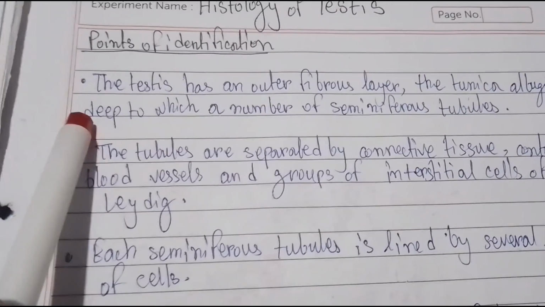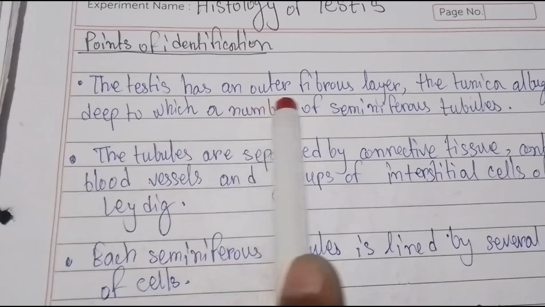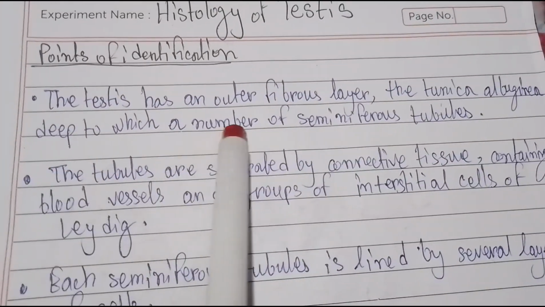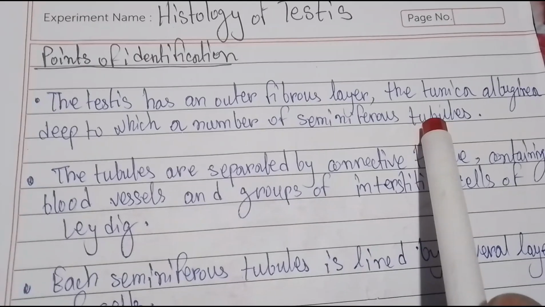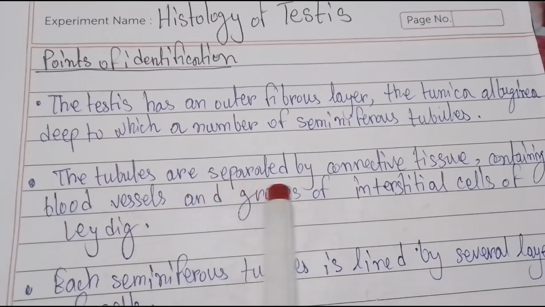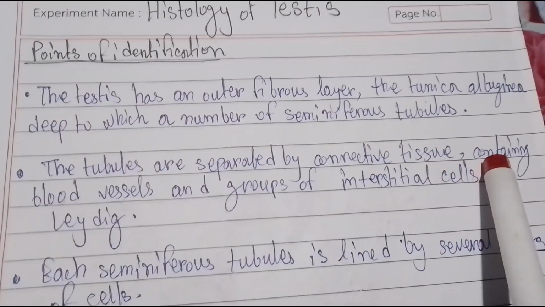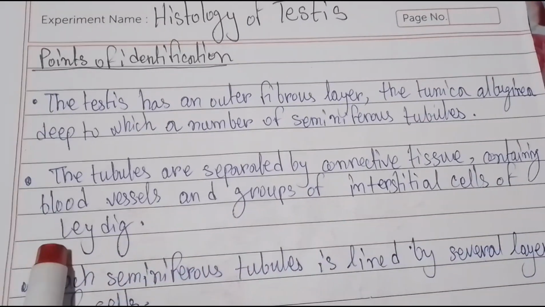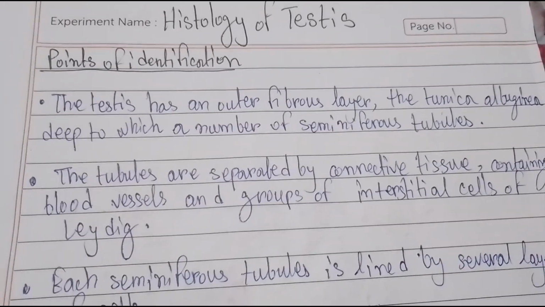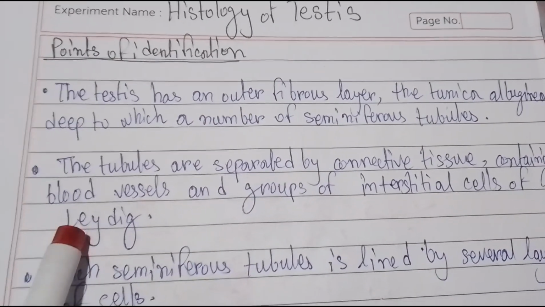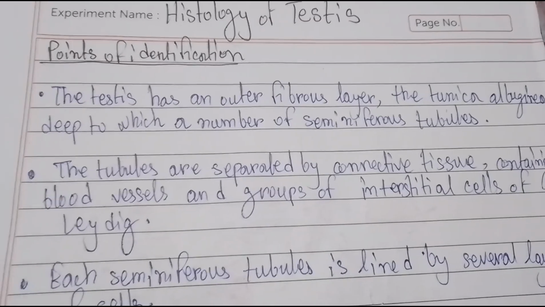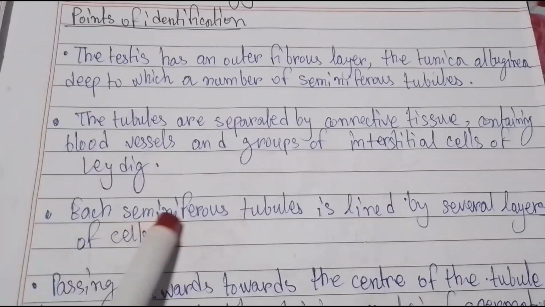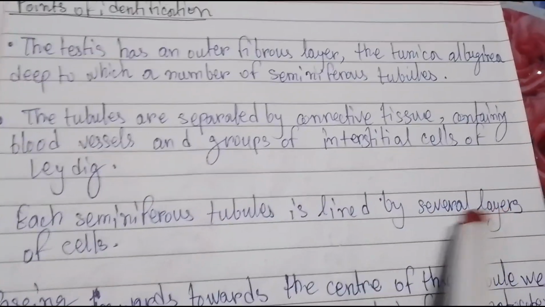So first identification point is testis has an outer fibrous layer, the tunica albuginea, deep to which numerous seminiferous tubules are present. The tubules are separated by connective tissue containing blood vessels and the group of the interstitial cells of Leydig. These cells are stimulated by the LH hormone and secrete the testosterone. Each seminiferous tubule is lined by several layers of cells.